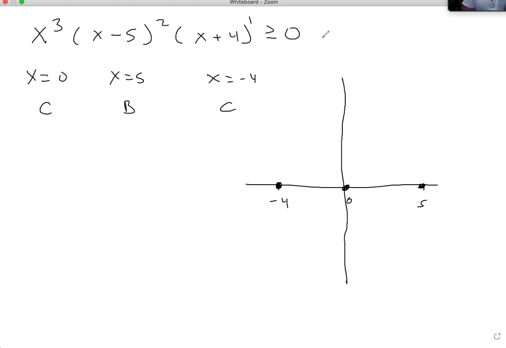So if I FOILed all that mess out, which I don't want to do because I can just count the x's, it would come out to x to the 6th, which is positive even, which means it's going to kind of look like x squared. So that means we will start from the top at negative 4. I'm supposed to cross. So we'll come in here and we'll cross on negative 4. I'm supposed to cross on 0. And I'm supposed to bounce on the 5.